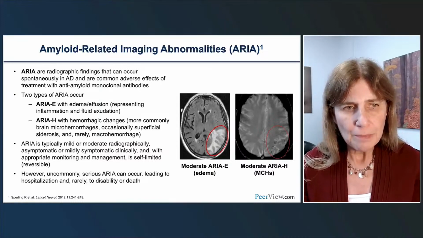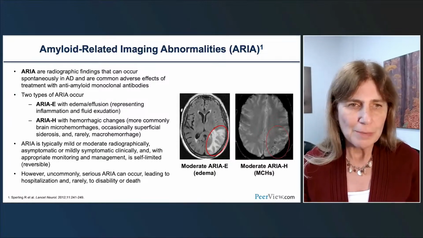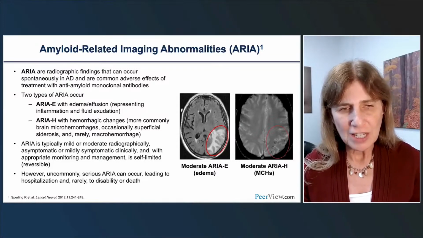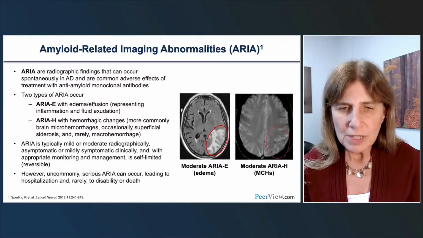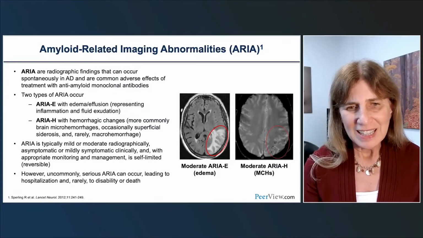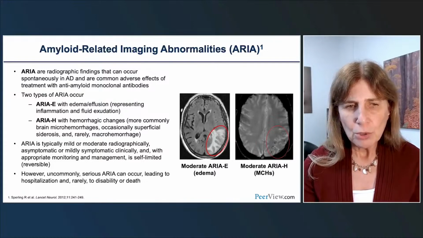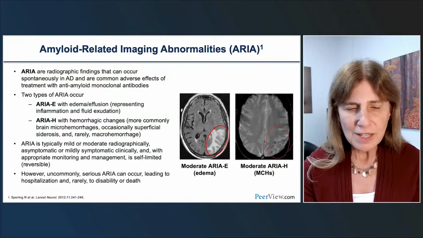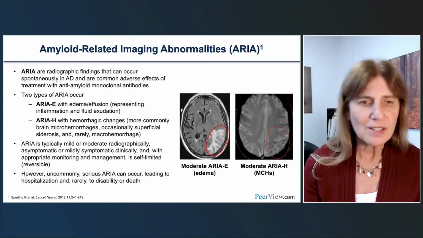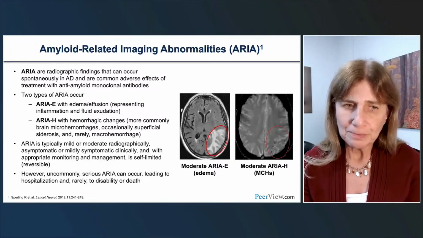There are two types of ARIA. ARIA-E, which stands for ARIA with edema or effusion, and this is representing some inflammation and fluid exudation into the brain parenchyma. You see an image of moderate severity ARIA-E in the MRI imaging. And then ARIA-H, which really represents, for the most part, spots of bleeding, microbleeds, generally asymptomatic. Occasionally, there's bleeding on the surface of the sulcus, and this is superficial siderosis, and rarely macrohemorrhage.